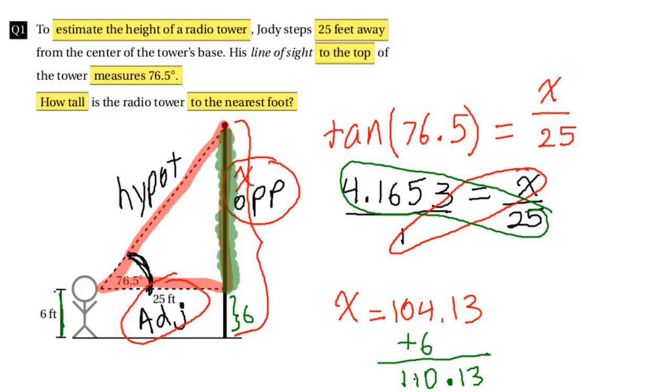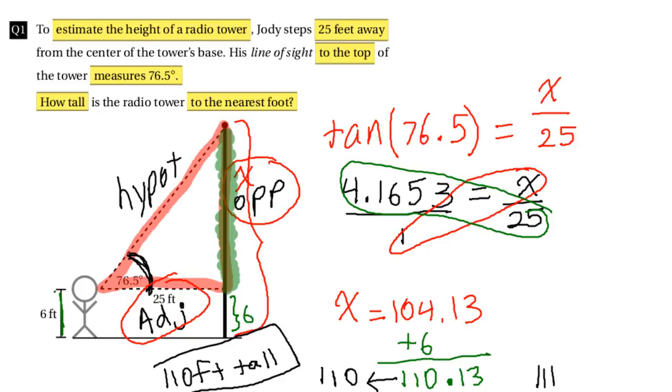Well, 110.13 is going to have 110 on one side of it, and then it's going to have 111 on the other side. Which number is it closer to? Well, it's going to be closer to the 110. So for my final answer, I'm going to say that it's 110 feet tall. And that is how we get the answer to question number 1.